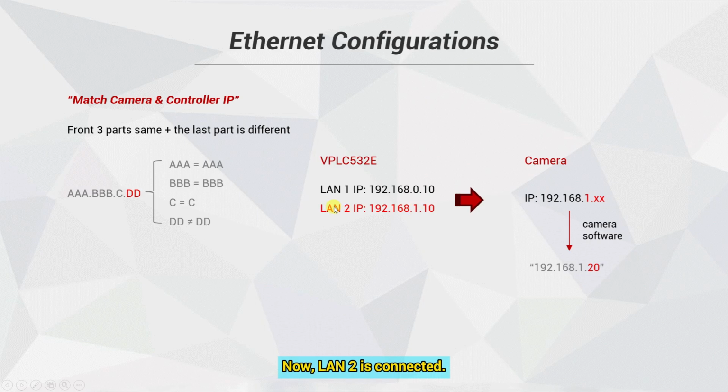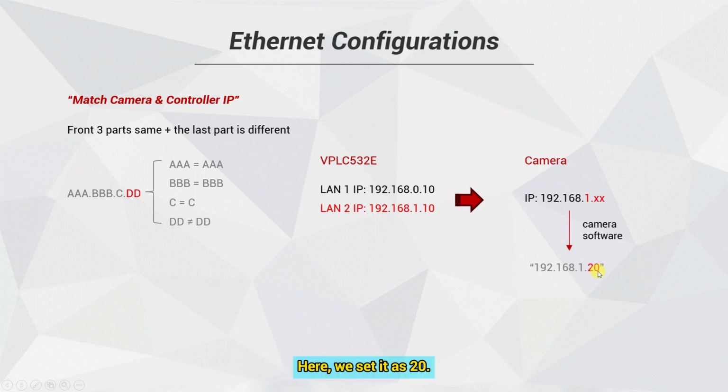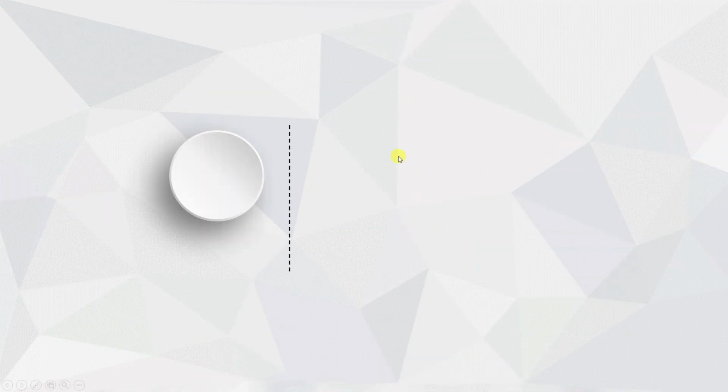Now, LAN 2 is connected. Therefore, the camera IP front 3 parts should be 192, 168, 1. The last one can be set as any value within the allowable range. Here, we set it as 20. Please note don't make any IP the same. After all these, it is time to program your project.